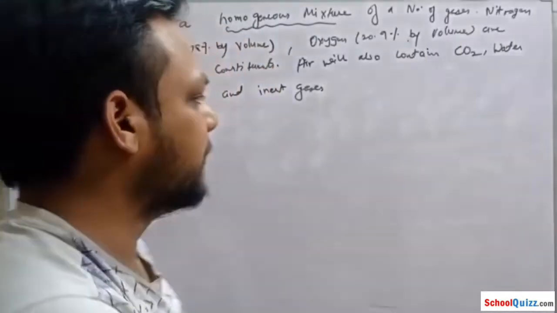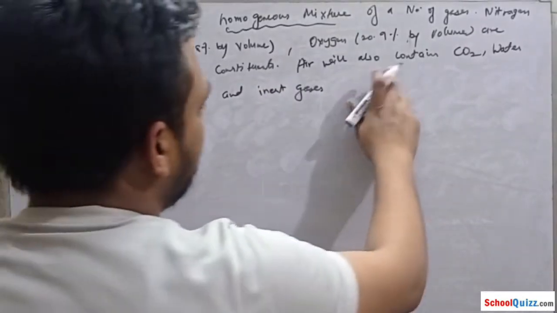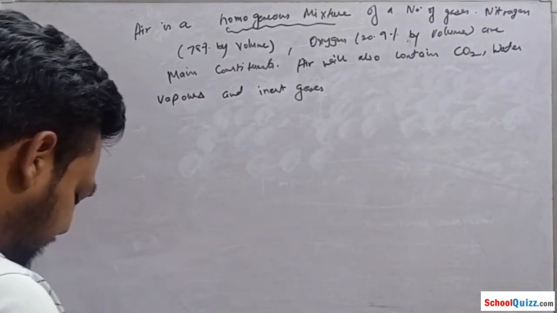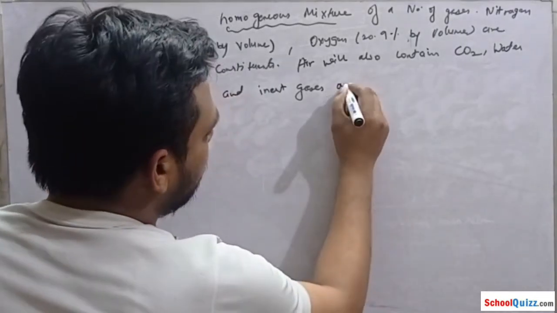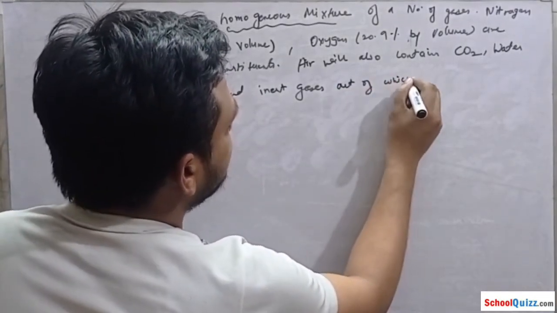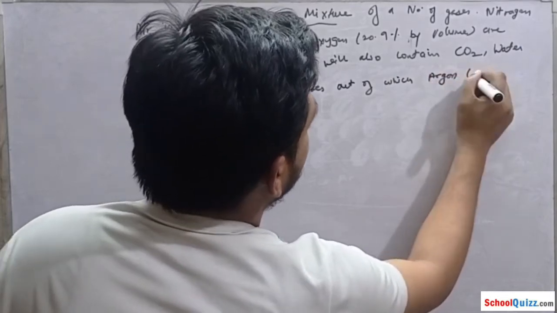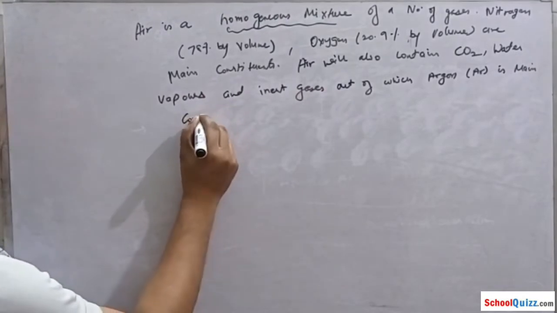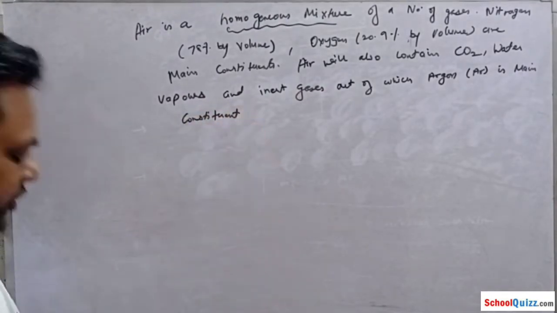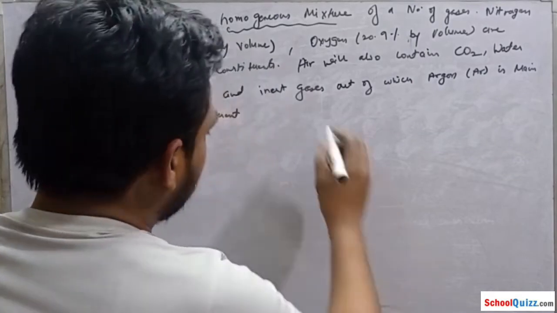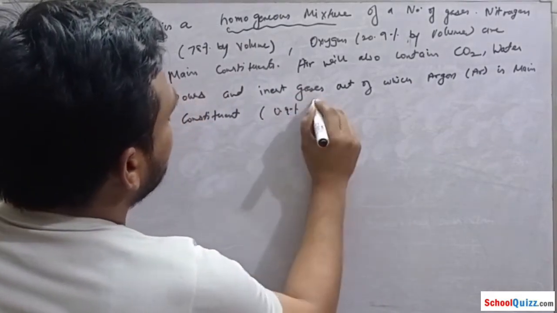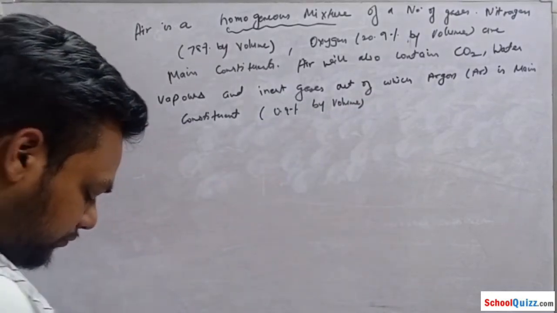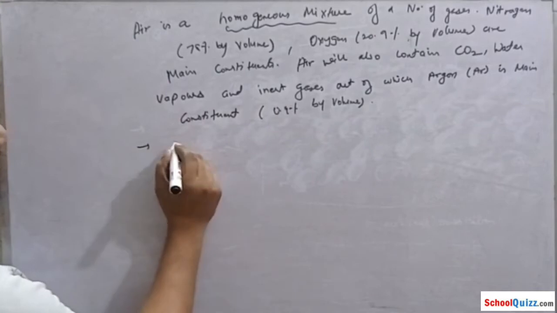percentage is maximum. So we will write air will also contain carbon dioxide, water vapors and inert gases, out of which argon, that is Ar, is main constituent. Out of which argon is main constituent, that is 0.9% by volume.